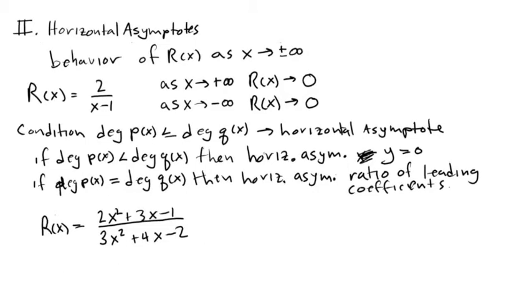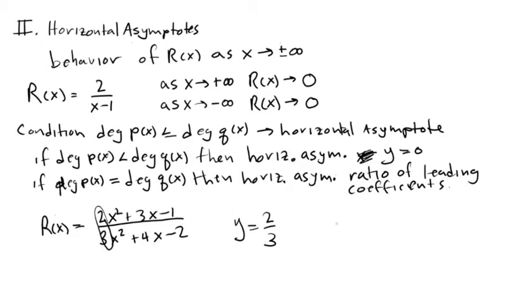Rather than trying to be all professional and edit this together, I'm just going to say, sorry, I'm back after a small coughing fit. So where were we? I'm looking at a rational function where the degree of the numerator is the same as the degree of the denominator. In a case like this, to get my horizontal asymptote, I'm going to look at the fraction that's made up of the leading coefficients. So in this case, y equals 2/3 is my horizontal asymptote.